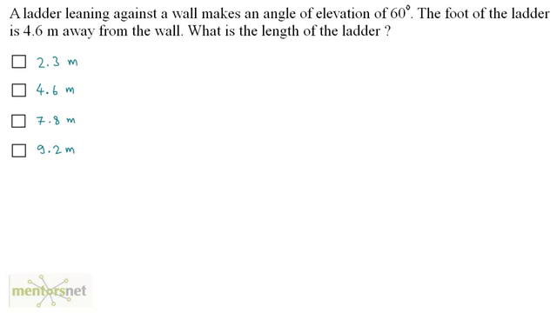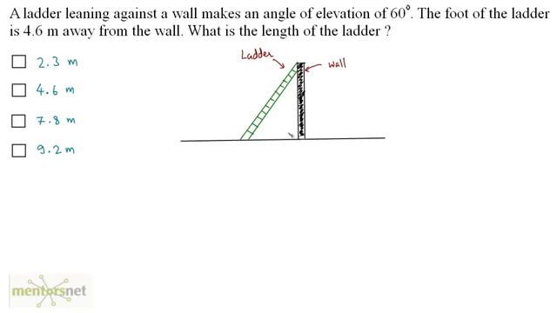A ladder leaning against a wall makes an angle of elevation of 60 degrees. The foot of the ladder is 4.6 meters away from the wall. What is the length of the ladder? Okay, so the situation is shown in this figure. This ladder makes the angle of elevation of 60 degrees. So this angle is 60 degrees, right?